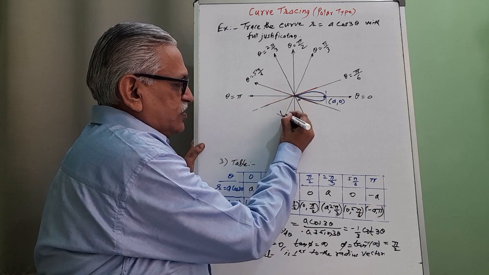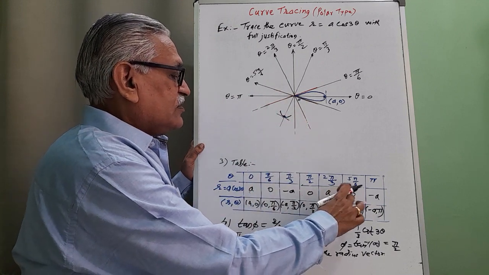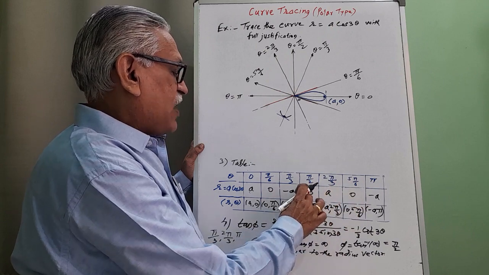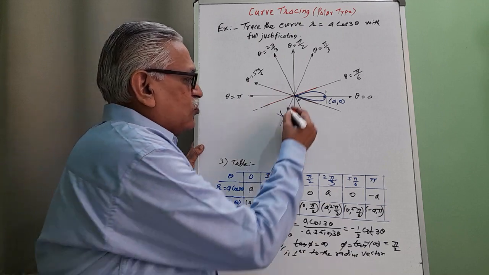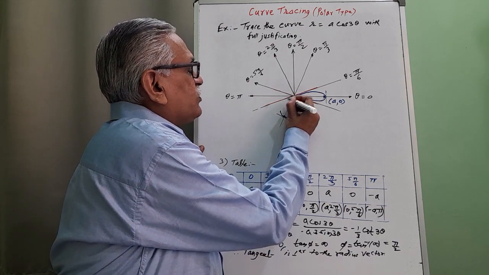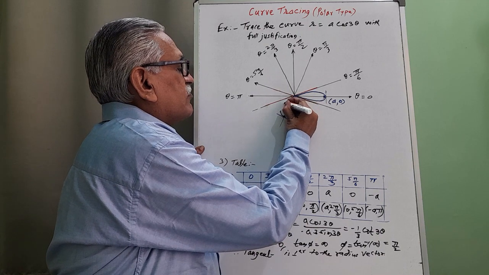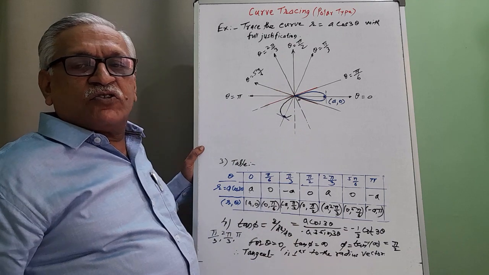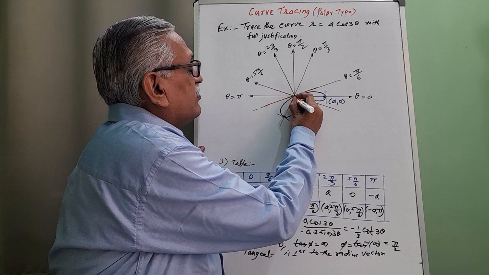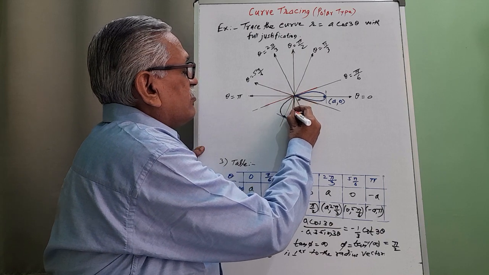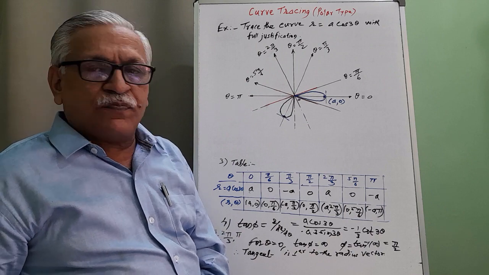Therefore, this pole to this, and this next point, for pi by 2, we get 0. Once again, we are getting the point at the pole. Therefore, pole to this and this to pole again. We have to join very smoothly. Second loop of that curve.